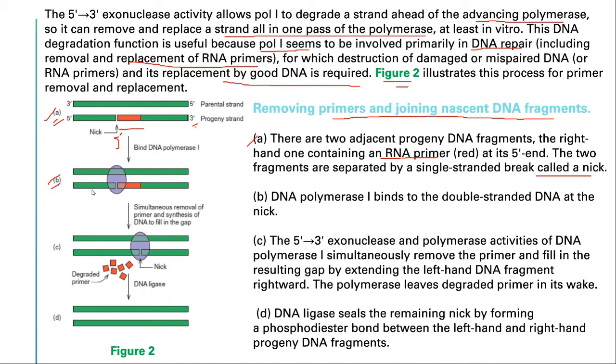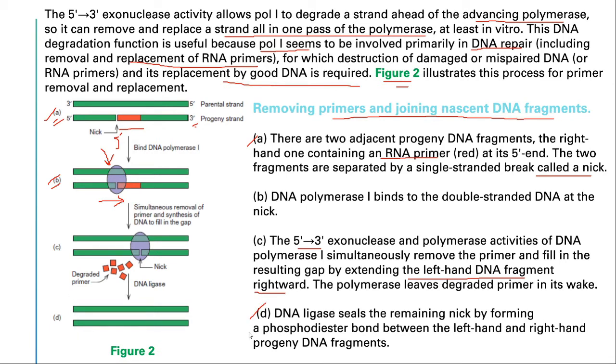In part B, DNA polymerase 1 binds to the double-stranded DNA at the nick. Here the bubble-like structure, just assume that it is DNA Pol 1. It binds the nick portion. The 3' to 5' exonuclease and polymerase activity of DNA polymerase 1 simultaneously remove the primer and fill the resulting gap by extending the left-hand DNA fragment rightward. So here the DNA fragment goes in the rightward direction from the left.